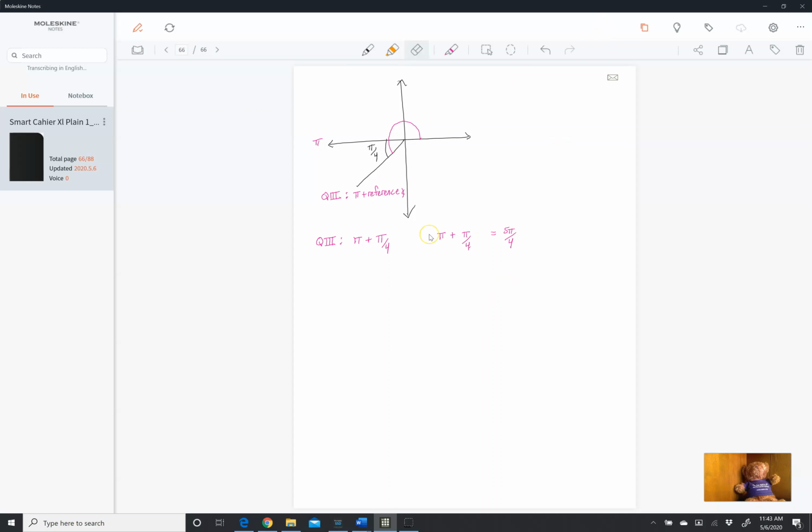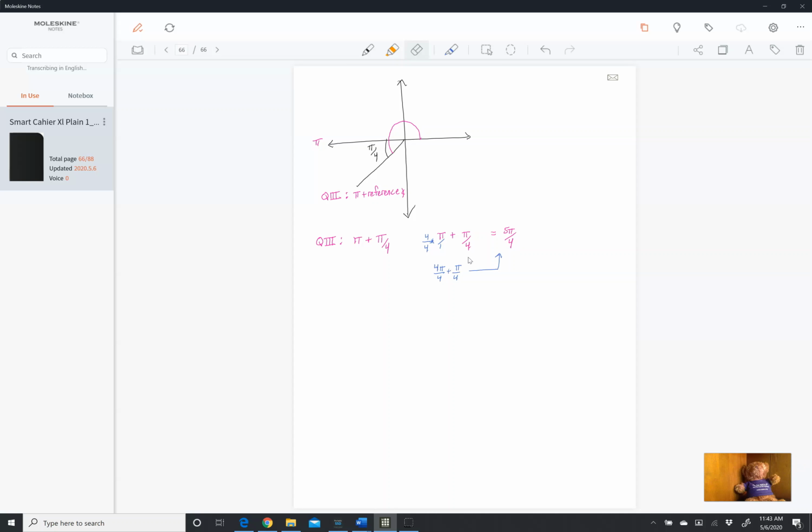Well, we needed a common denominator. This is like pi over 1. So if we needed a common denominator, we needed the denominator of the first fraction to be 4. So we multiplied by 4 over 4, which gave us 4 pi over 4 plus pi over 4. And that's how we got the 5 pi over 4 on the other side.